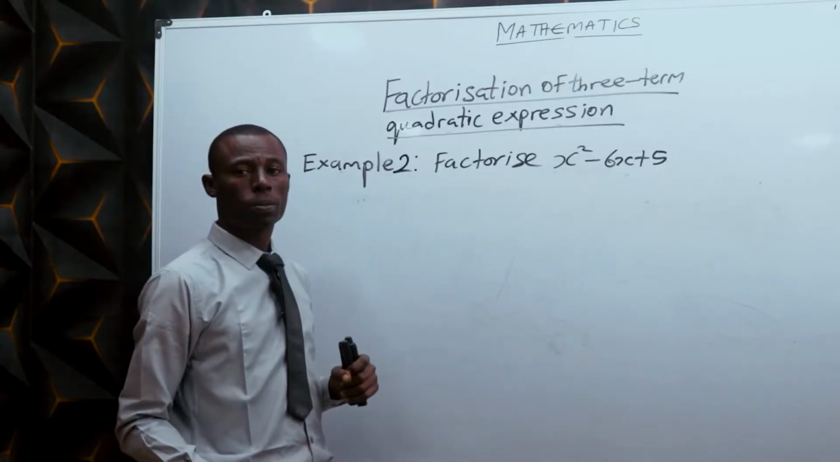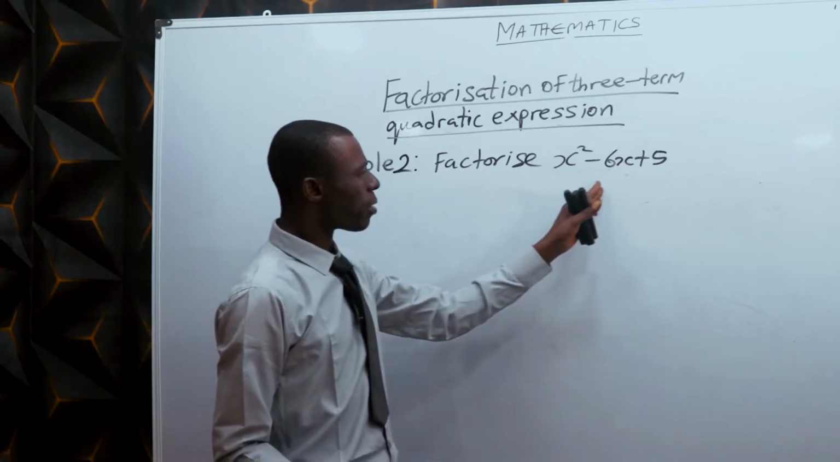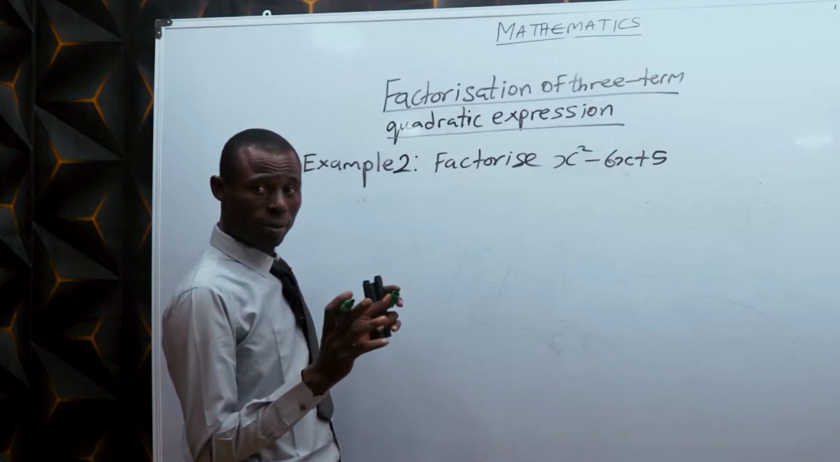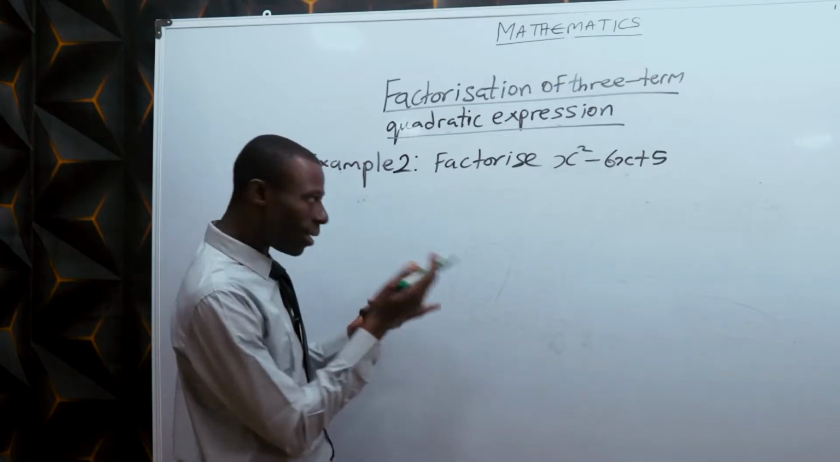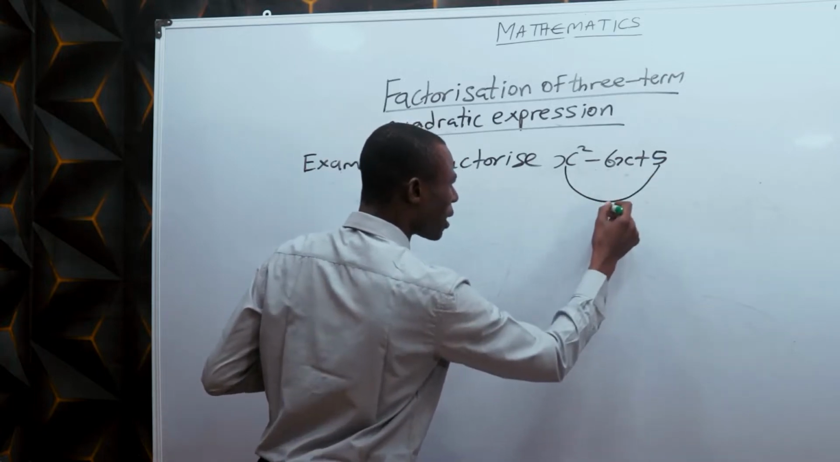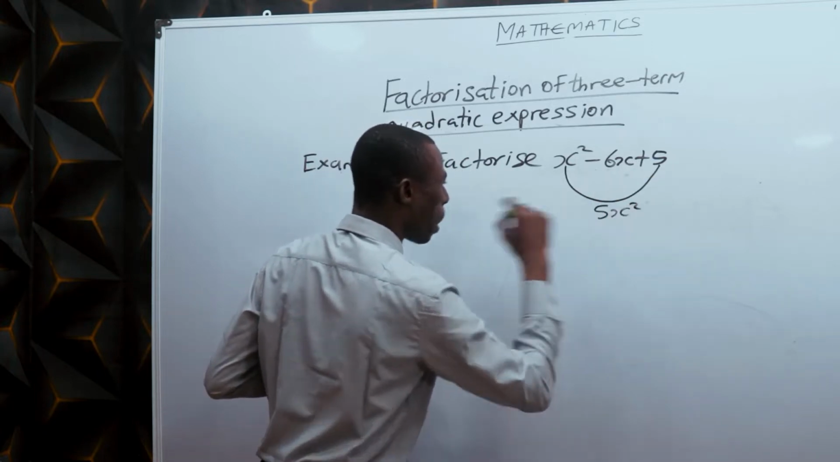Example 2. Factorize x squared minus 6x plus 5. Let's do the same thing we did for example 1. Multiply the first term and the last term together. That gives us 5x squared.